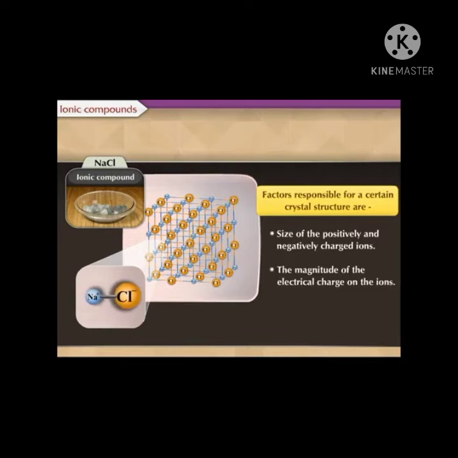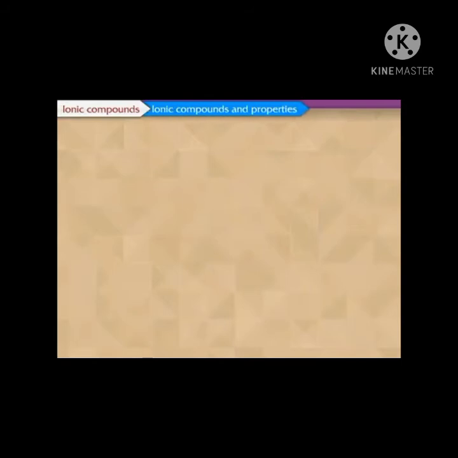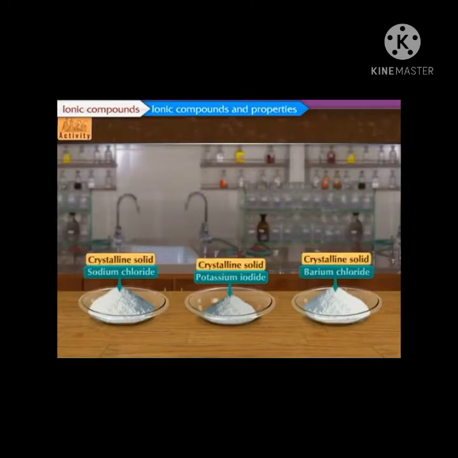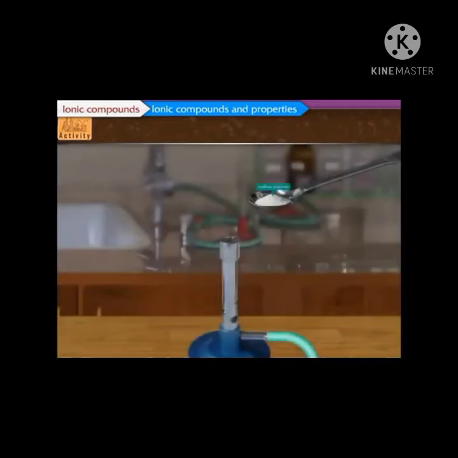Let us perform some activity to understand some properties of ionic compounds. Take samples of sodium chloride, potassium iodide and barium chloride. Observe the samples. They are all crystalline solids. Now, let us take each sample one by one on a metal spatula and observe the changes taking place when they are heated on a burner. We shall begin with sodium chloride.